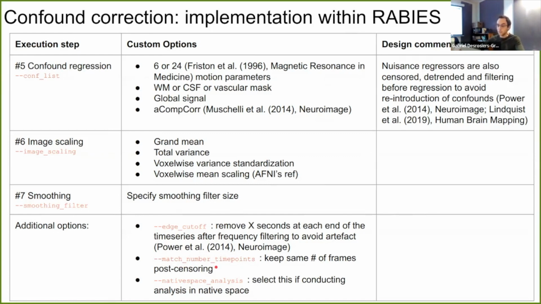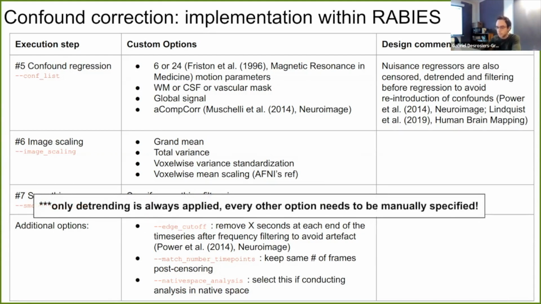Otherwise, this option here, match number of time points, allows you to constrain your different scans to retain the same number of frames after censoring, because in some instances, your analysis can be affected by degrees of freedom, or how many time points there were in a given scan. So this is a way to mitigate these issues where you can have inconsistent numbers across scans. And finally, this parameter defines that you want to compute your confound correction on native space outputs. So I said this already, but only detrending is applied and every other option needs to be manually specified.